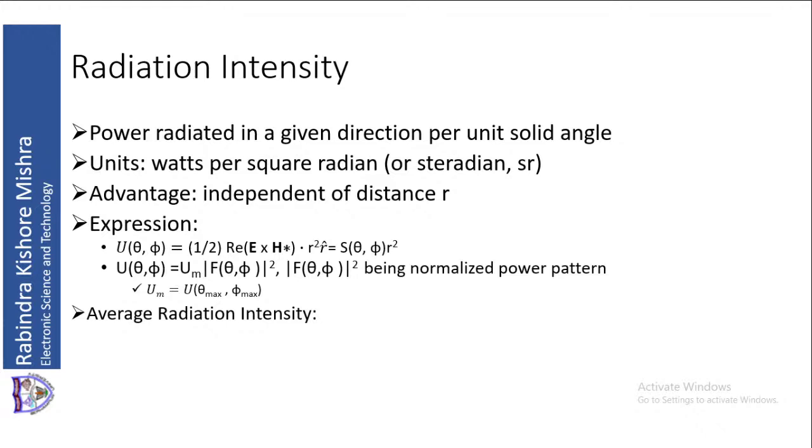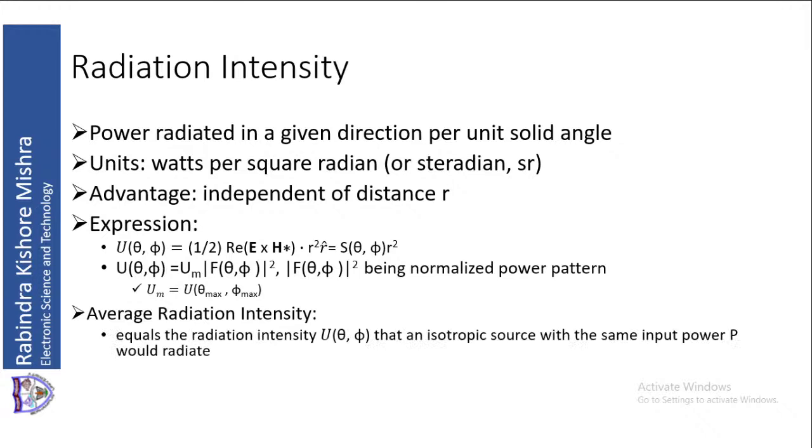Then we can find out what is the average radiation intensity. This is equal to the radiation intensity U that an isotropic source with the same input power P would radiate. That is what is called the average radiation intensity. So first you find out the radiation intensity of the antenna under consideration. Then consider an isotropic antenna with the same input power that we gave to the antenna under consideration. So the same amount of power P is given to an isotropic radiator and to a practical antenna. Then the radiation intensity of the isotropic radiator is called the average radiation intensity.